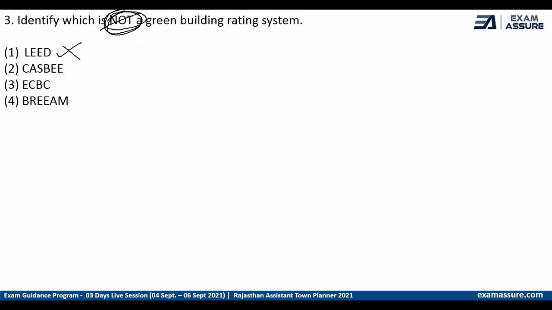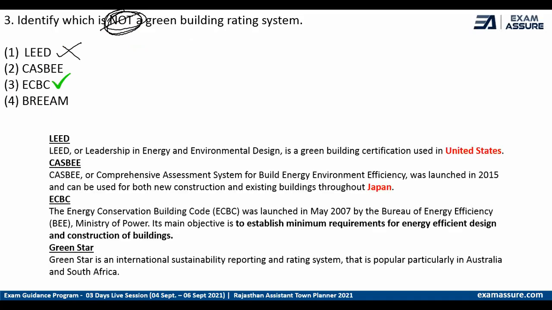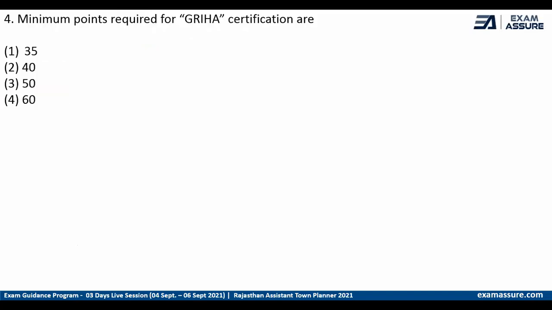Now let's go to the next question. These are some of the other ratings. You can read it; please read about it. Minimum points required for GRIHA certification. This question has come in both the ISRO paper and the GATE paper. Again, if you go with the middle two options, you can try to figure out what the answer could be. Here it is 50. The minimum points required for GRIHA certification is 50.